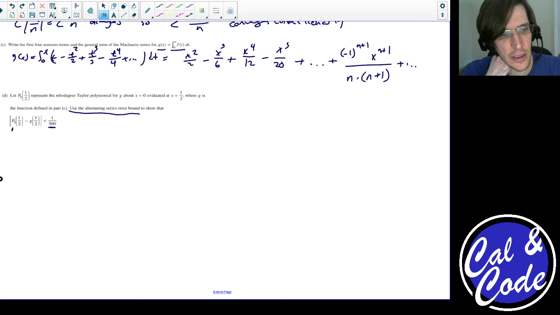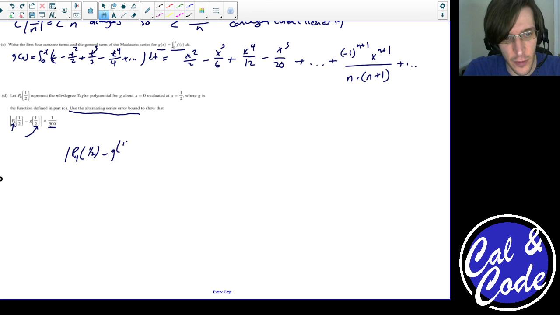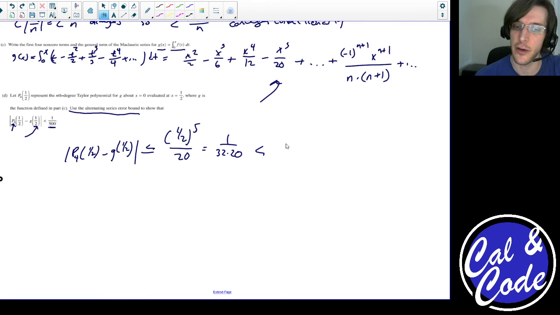So what are they using here? They are using a fourth degree term. So for me, I need to be thinking about what is the fifth degree term. That's the next term up. Where are they checking this thing? They're doing it at 1/2. So I'm going to say, look, I know P4 of 1/2 minus G of 1/2 has to be less than or equal to what happens when I take the fifth degree term and evaluate it at 1/2. So that would be 1/2 to the fifth over 20. That was our fifth degree term from above. Well, this is 1 over 32 times 20, which I know is less than 1/500th.